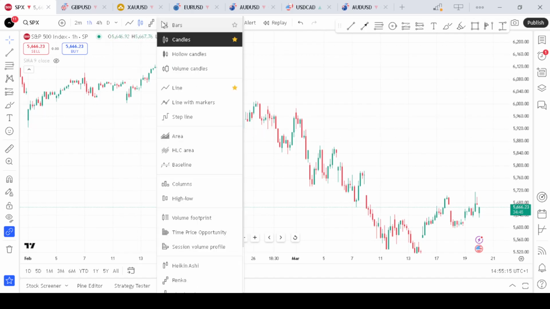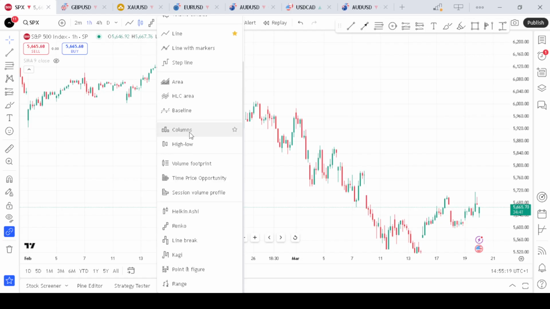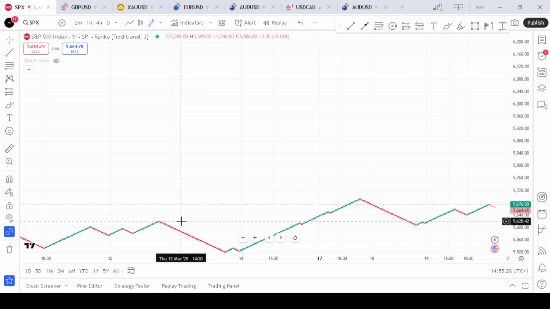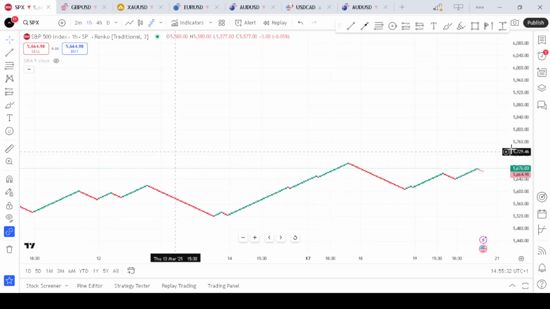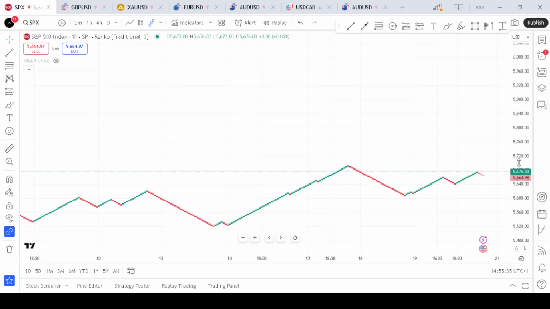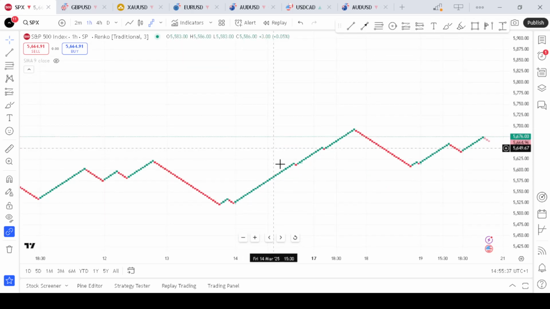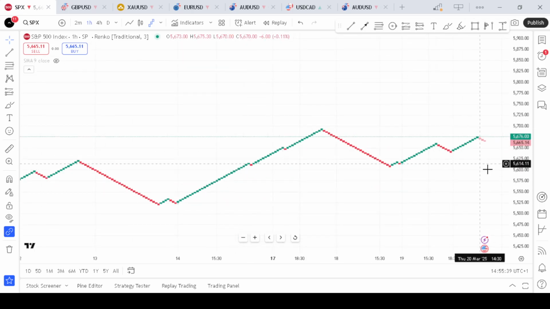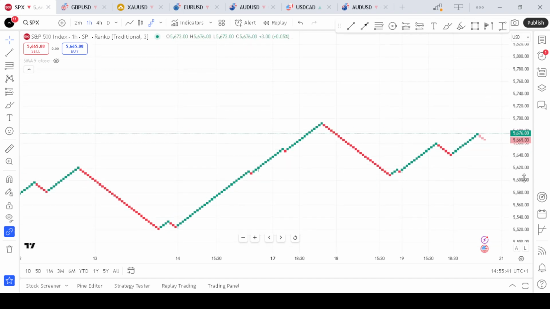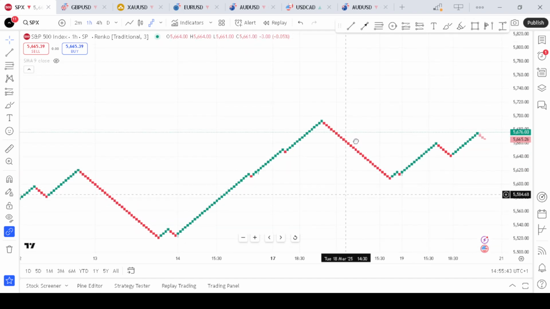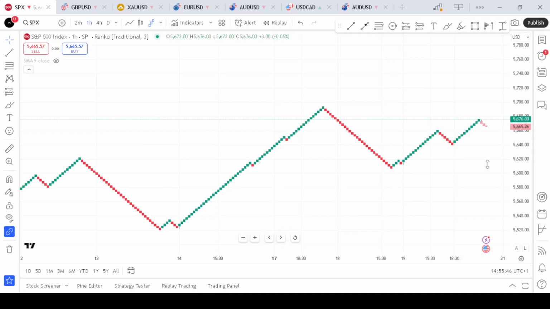Renko charts are a unique type of price chart that focuses solely on price movement, completely ignoring time and volume. Unlike your traditional candlesticks, Renko charts are made of bricks that represent a fixed price movement which you determine beforehand.